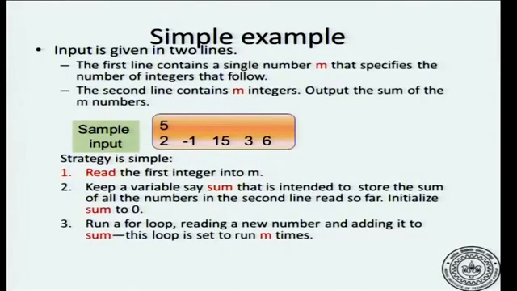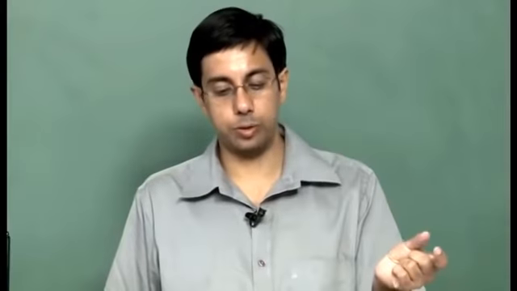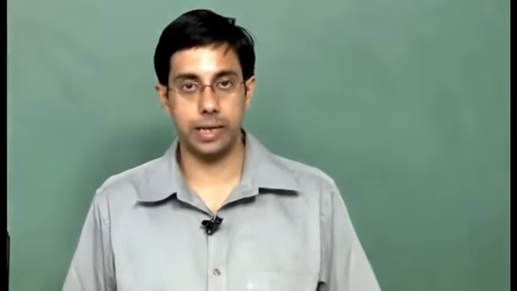Okay. The strategy is very simple. You read the number on the first line into m, and then have a variable called sum, which will start with the first number and keep on adding the subsequent numbers until you have read m numbers. Okay. Initialize sum to 0.